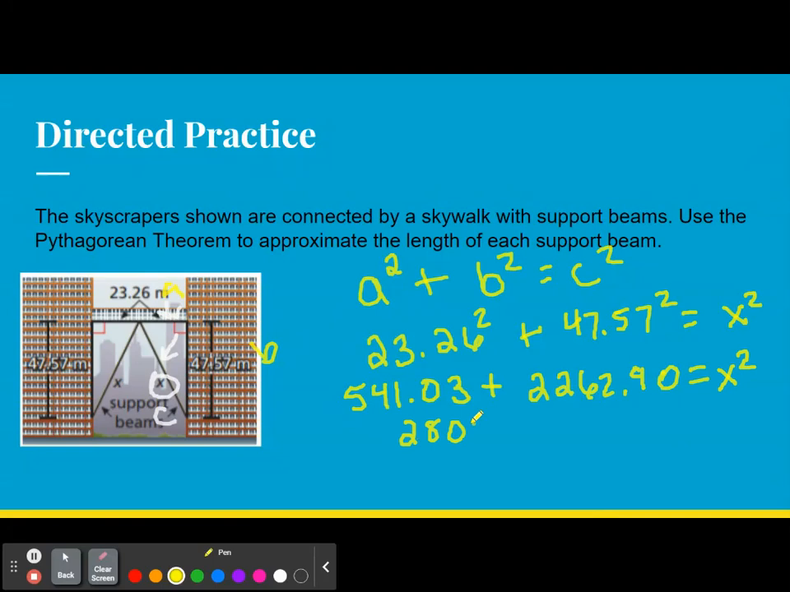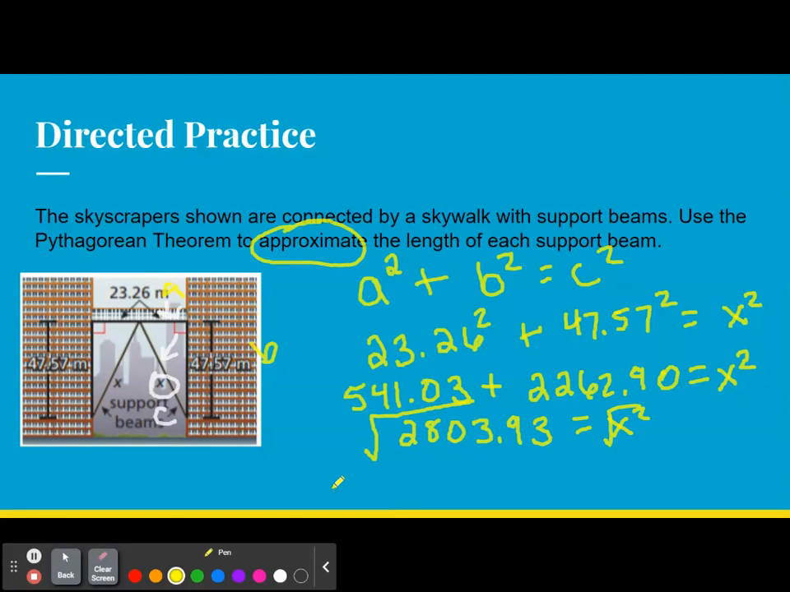2,803.93. Someone may have to redo that to get it right. That's right. Okay, thanks, Brad. Now take the square root. What is the square root? And notice it says approximate the length. So let's do it to the nearest whole number. Take the square root of 2,803.93 and round it to the nearest whole number.